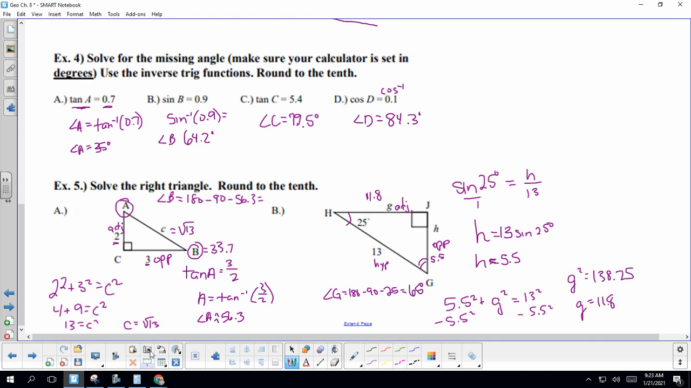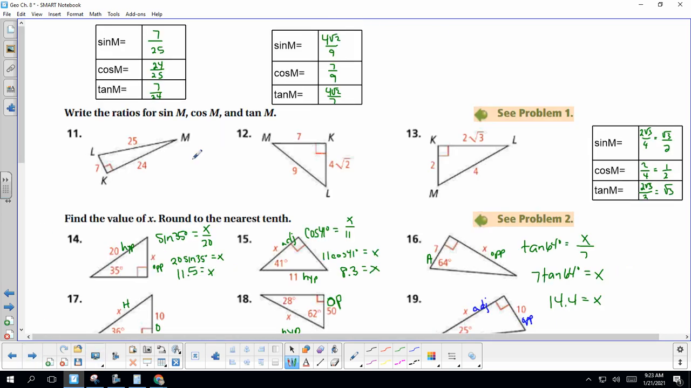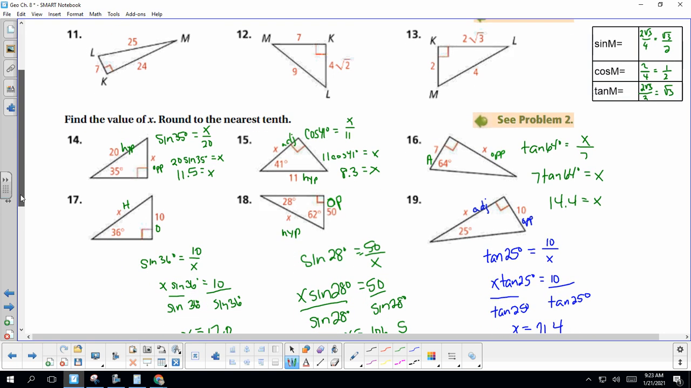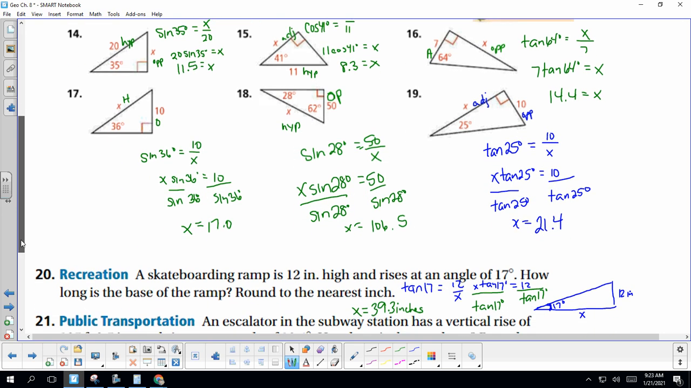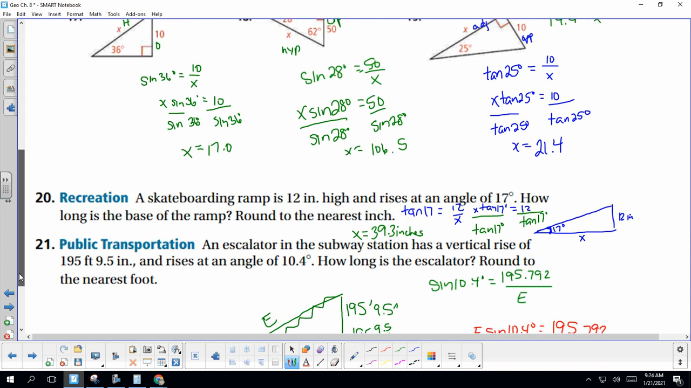Okay, my friends, take a peek at the answers to all your homework problems. This is just the answers to all your problems. Pause it, rewind, slow it down, whatever you got to do.